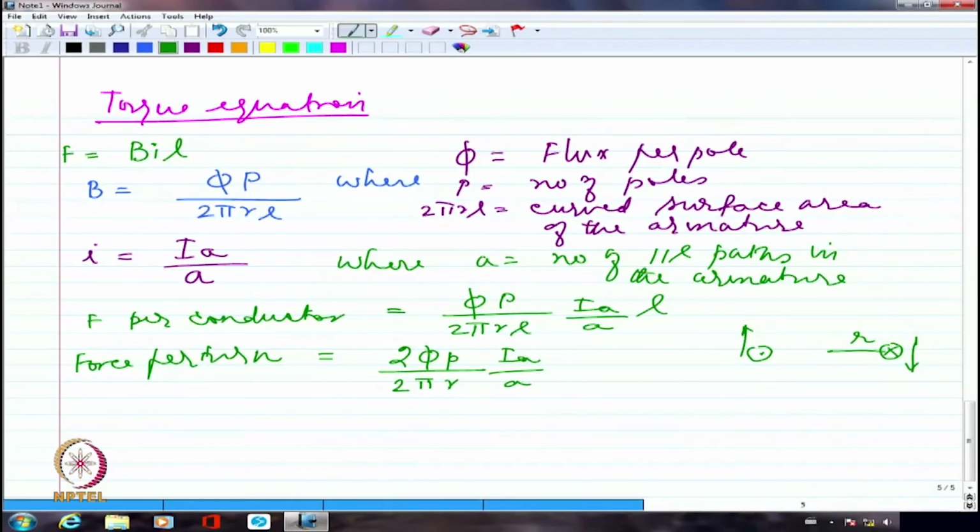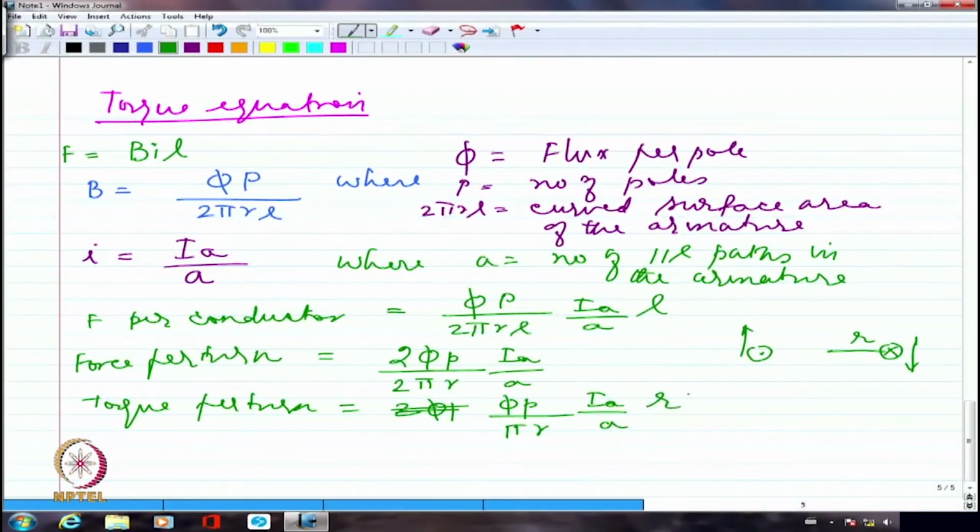So torque per turn, I have to multiply this by the radius. So phi P divided by pi R, IA by A, multiplied by R. Now I have to multiply this by the total number of turns, which will be Z by 2, because I have already taken care of the parallel paths by writing IA by A. So all I need to do is simply multiply this by the number of conductors or number of turns.